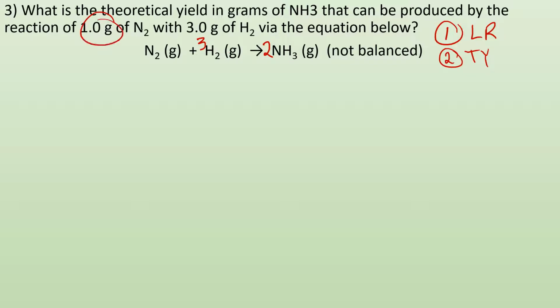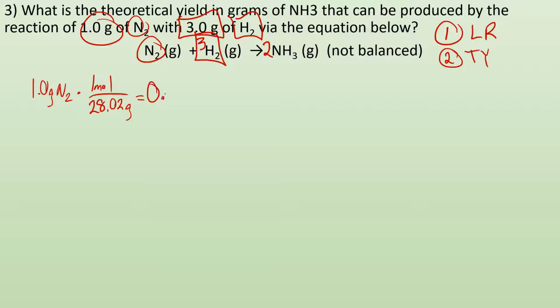So I got 1 gram of N2, and I got 3 grams of H2. So grams isn't helpful, so I need to get moles, right? So let me convert them to moles. I do 1.0 grams of N2 times by 1 mole over 28.02 grams, and I end up with 0.03569 moles of N2. I got to do the same thing for hydrogen.